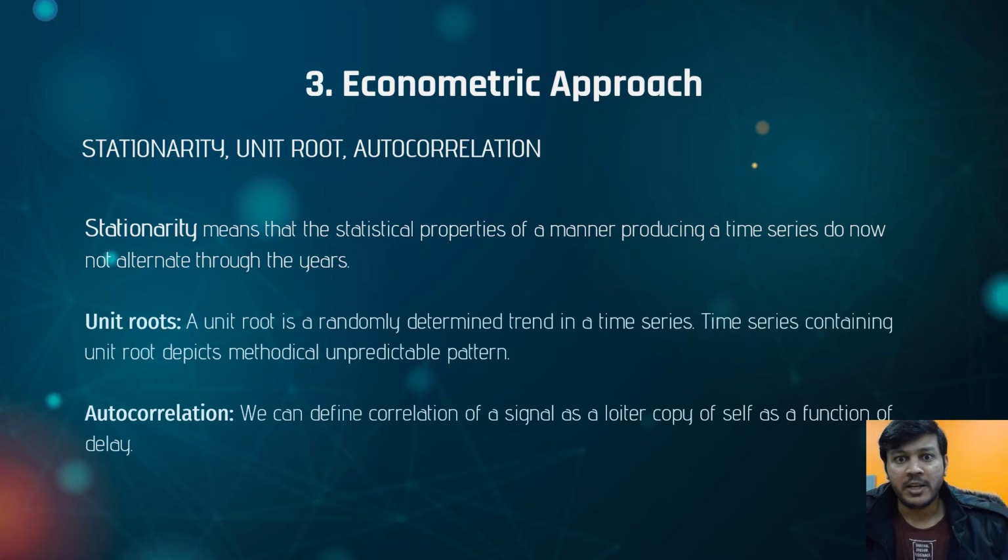Hello, I'm explaining the econometric approach. So the functions of the econometric approach are stationarity, unit root, and autocorrelation. Stationarity means that the statistical properties of a process generating a time series do not change over time. Unit roots. A unit root is a randomly determined trend in a time series. Time series containing unit roots depict a systematic, unpredictable pattern. Autocorrelation, we can define as the correlation of a signal with a delayed copy of itself as a function of delay.